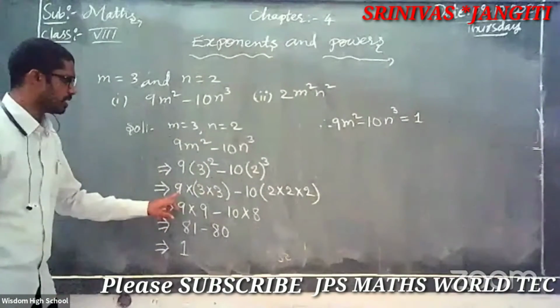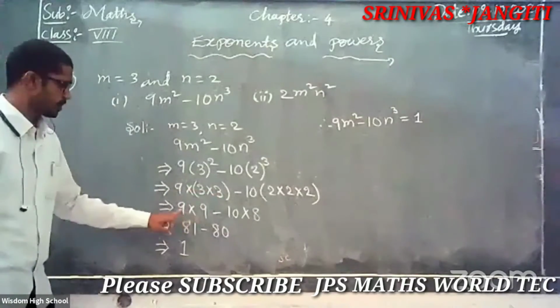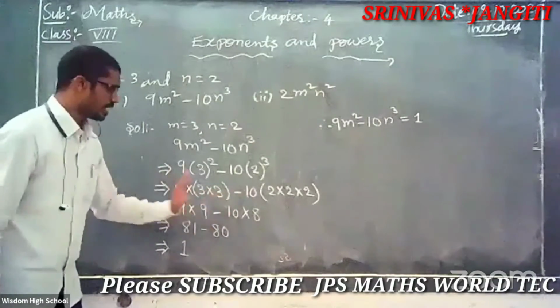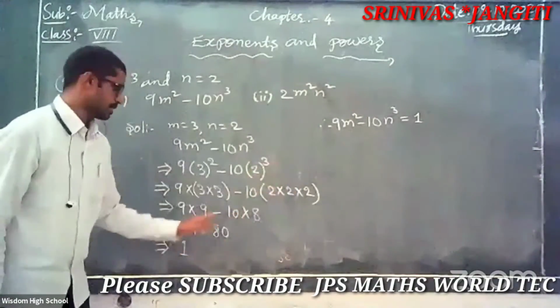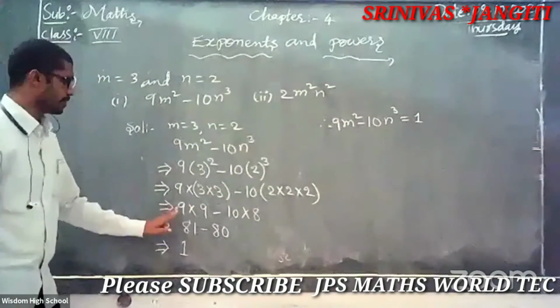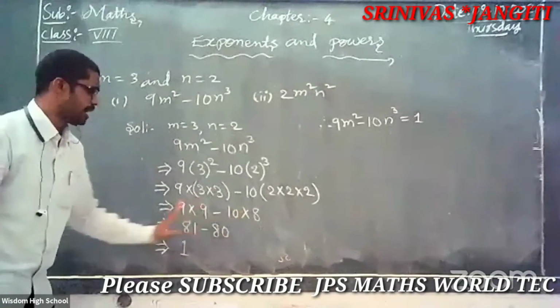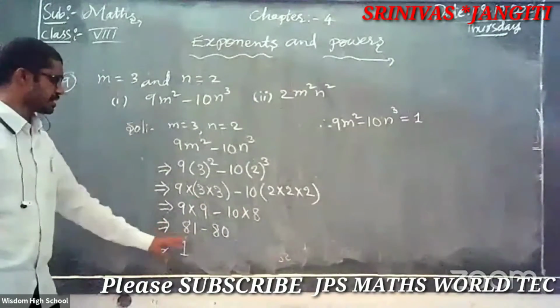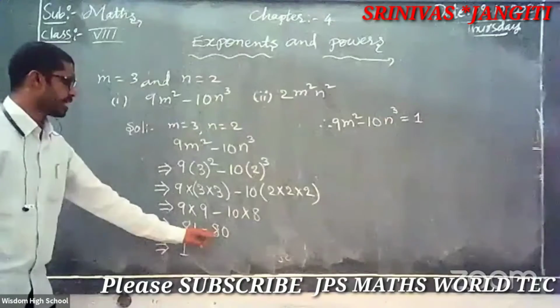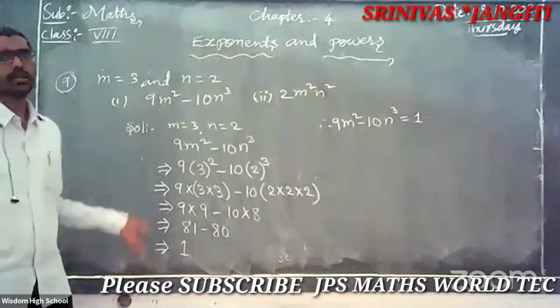Then after, what is here? 9. 3 threes are 9. That's why 9 times 9, minus 10 times 8, because 2 twos are 4, 4 twos are 8. Then 10 times 8. After, 9 nines are 81, minus 10 eights are 80. Finally, we get the result 1. How? 81 minus 80, you get the result 1.